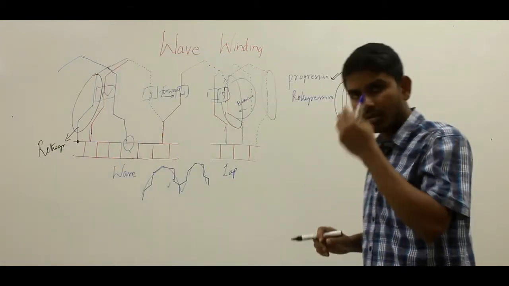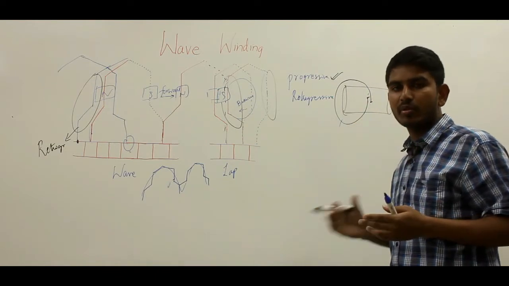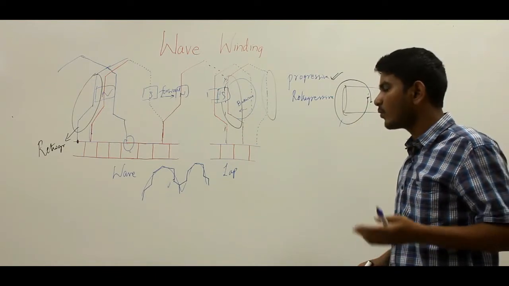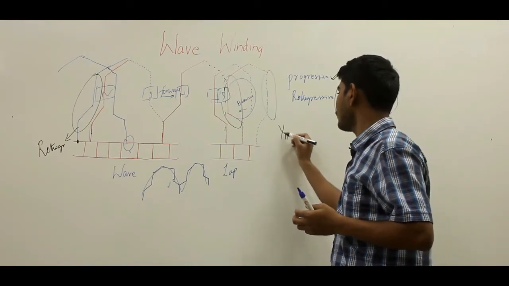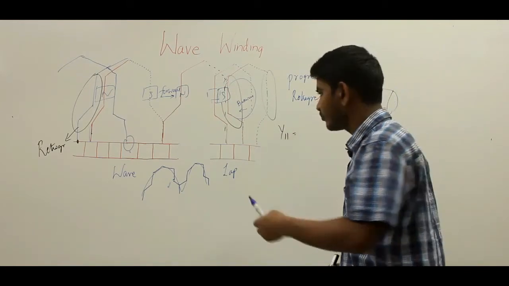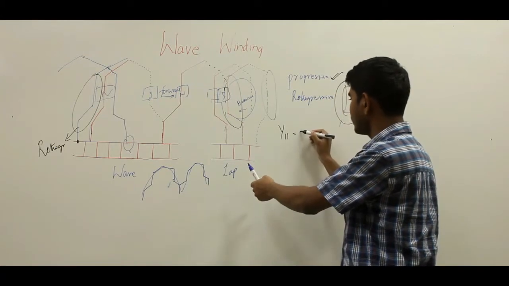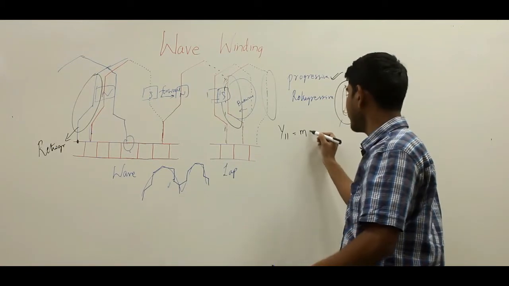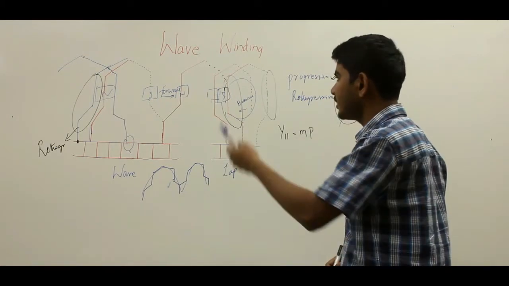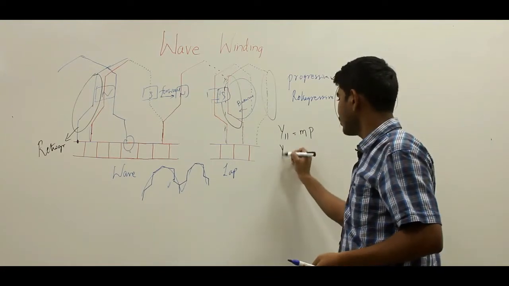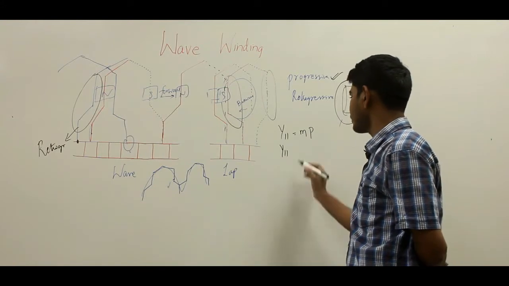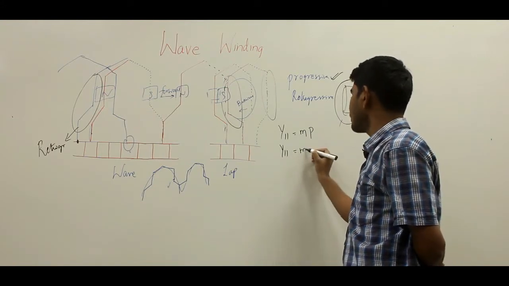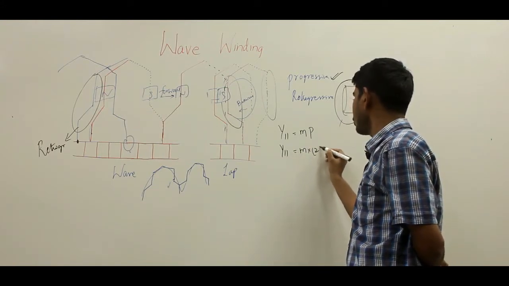So these are the two terms you have to remember, whether it is a progressive wave winding or a retrogressive wave winding. And here you can see the number of parallel paths. The parallel paths in the lap winding will be simply the multiplicity of the winding into the number of poles, but here in the wave winding the number of parallel paths will be equal to the multiplicity of winding into 2.